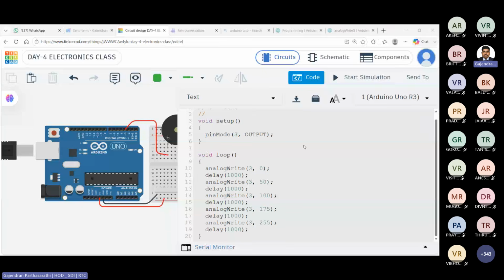Now, can anyone tell me how you can reduce the number of lines? If you put in one loop, you can reduce these lines into 3 or 4 lines. What type of loop do we need to use? We need to use a for loop. Very good, engineer. Try with the for loop.